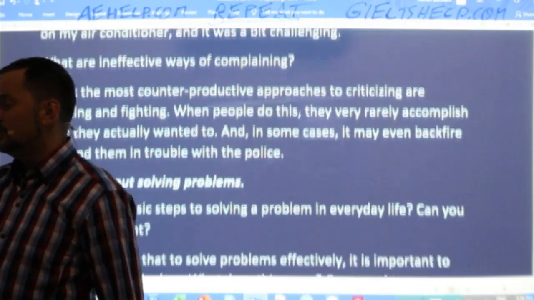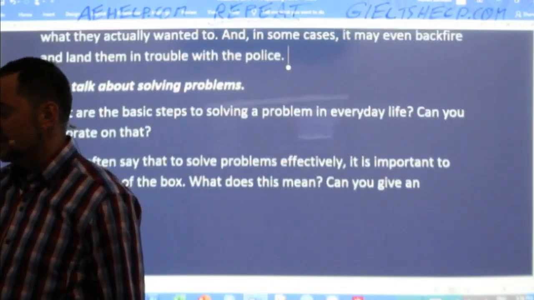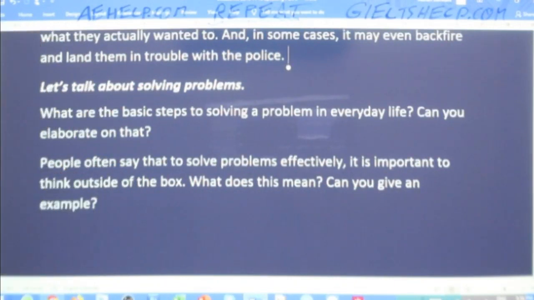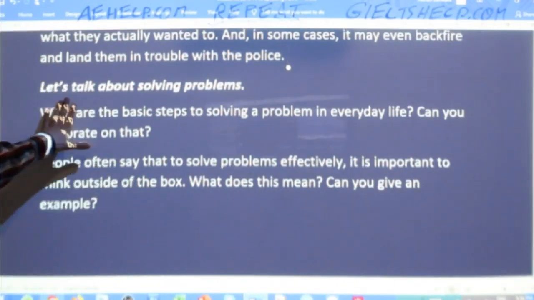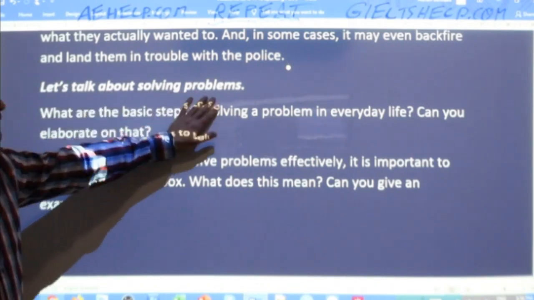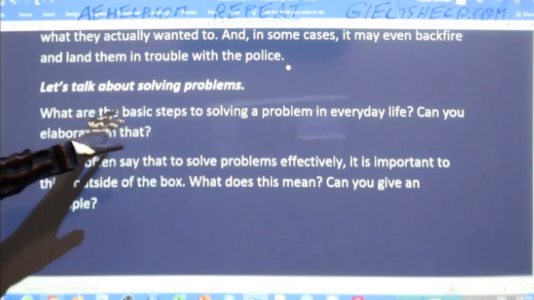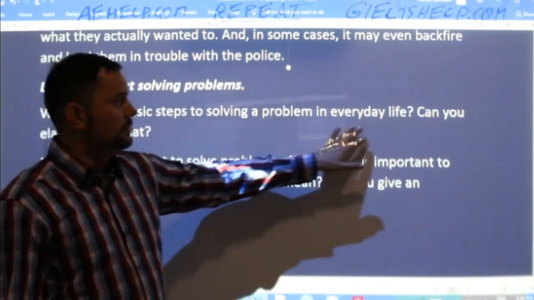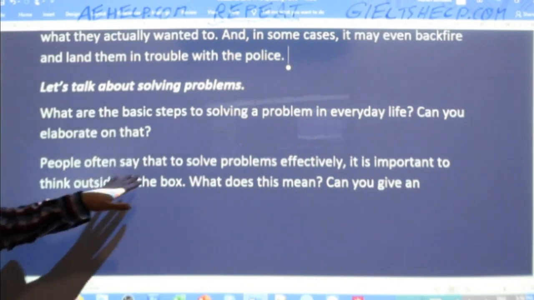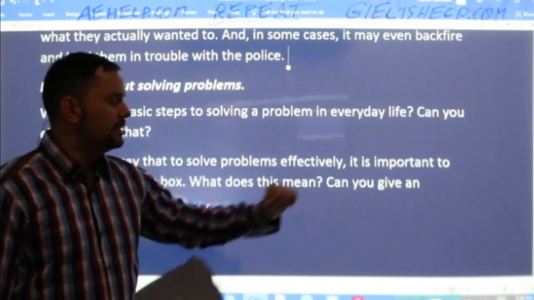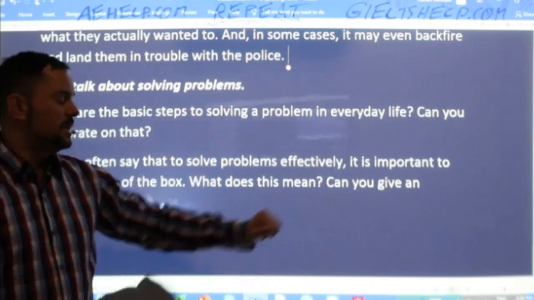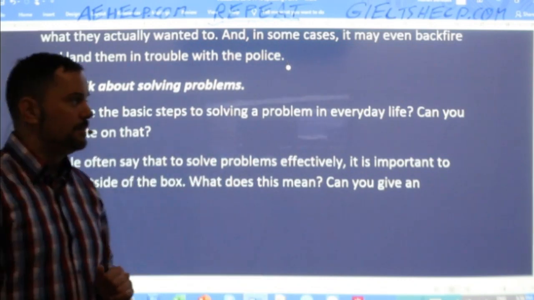Okay, and then if you're doing a really good job in speaking part 3, you can usually know that because the examiner has lots of questions and they might go into another related topic for part 2. Let's talk about solving problems. What are the basic steps to solving a problem in everyday life? Can you elaborate on that? People often say that to solve problems effectively, it is important to think outside of the box. What does this mean? Can you give an example?